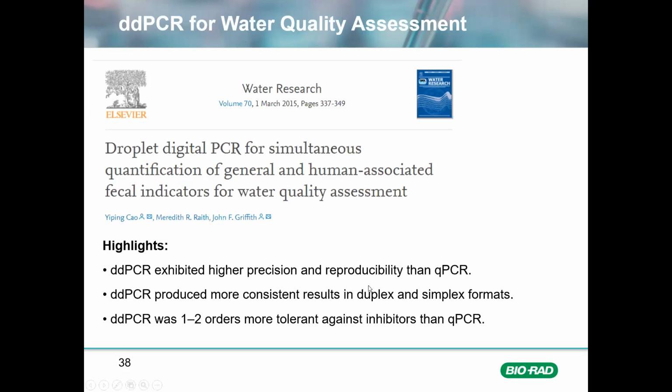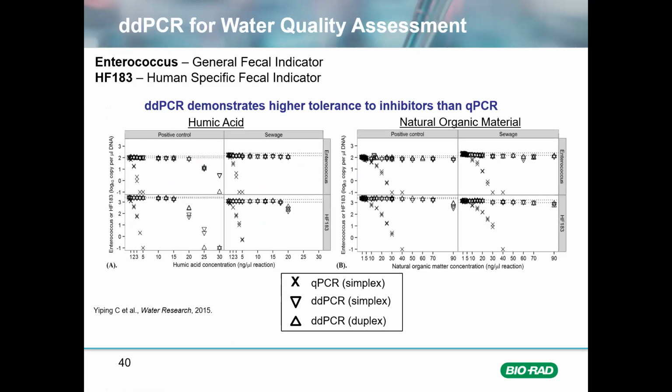Highlights from this paper is they do a comparison between ddPCR and qPCR. They identify that ddPCR exhibits a higher precision and reproducibility, as well as more consistent results when looking at their targets, either in a duplex or simplex format, and that in general, ddPCR is about 1 or 2 orders more tolerant to inhibition than qPCR. So we're just going to look at one figure from this paper, which is shown here.